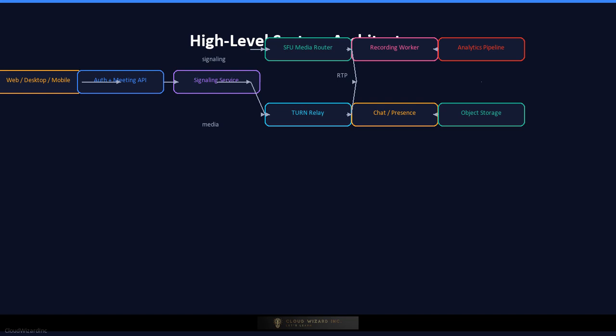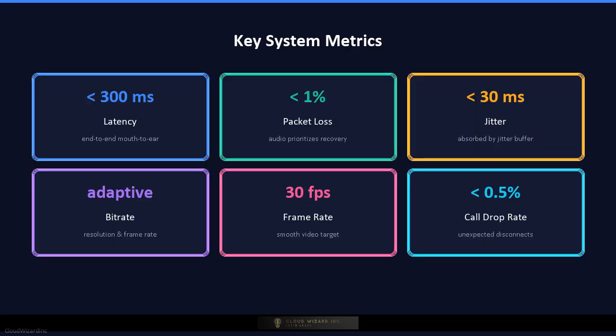Chat and presence live on a separate real-time messaging layer. The analytics pipeline collects quality metrics for operations and debugging. The key metrics to memorize: cold end-to-end latency, usually measured in milliseconds, with 150 milliseconds or less feeling transparent and 400 milliseconds feeling like a delay.